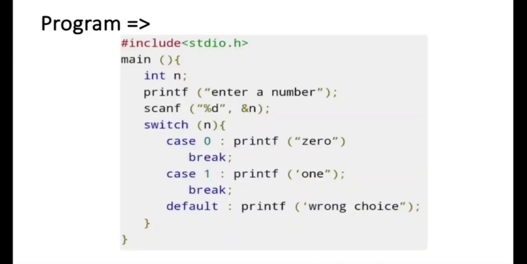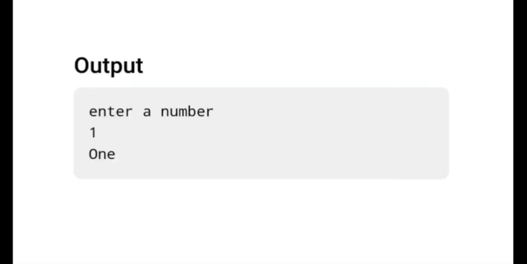The program for this is #include <stdio.h>, main function, int n, printf enter a number, scanf of %d, &n, switch of n, case 0 printf 0, break, case 1 printf 1, break, default printf wrong choice, and then we're going to close the braces, and we're going to give the input. Enter a number 1, we'll get only 1.